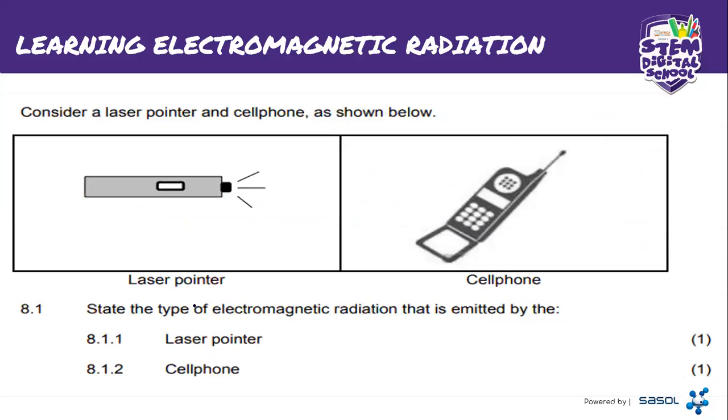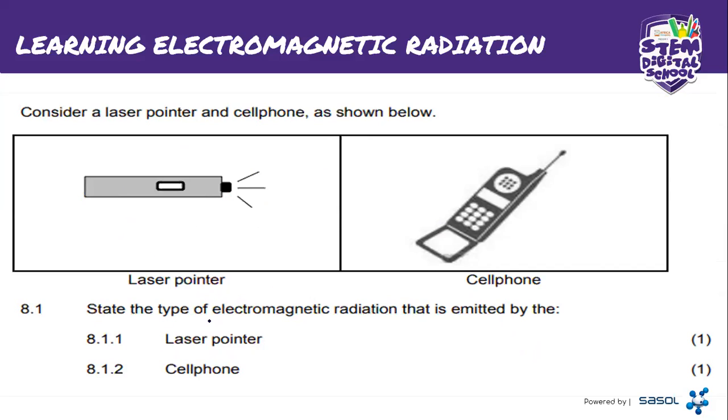Now, we look at another question. Consider a laser pointer and a cell phone as shown below. So there we have a laser pointer. We know we use it in presentations and so on. And we also have a cell phone. And we are required in 8.1 to state the type of electromagnetic radiation that is emitted by the laser pointer.